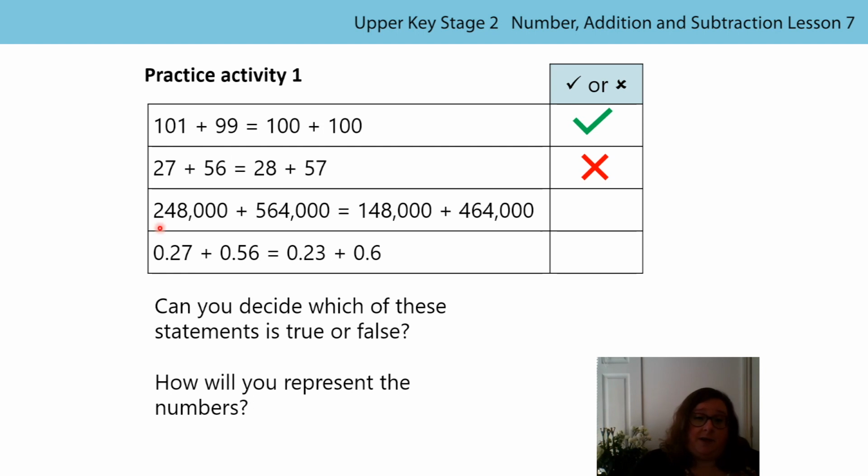Okay, same as before, I'm going to see what's happened to my addends. No need to be put off by these big numbers because I can see only 1 digit's changed here. I've gone from 248,000 to 148,000. The only digit that's changed is the 100,000s digit. That's got 1 less. So I've subtracted 100,000. Okay, I've subtracted 100,000 from one addend, so I need to add 100,000 to the other addend. Let's see if that's what's happened.